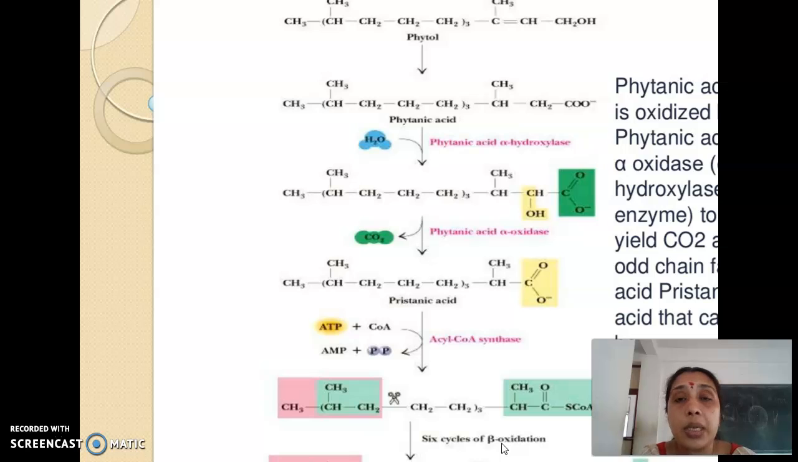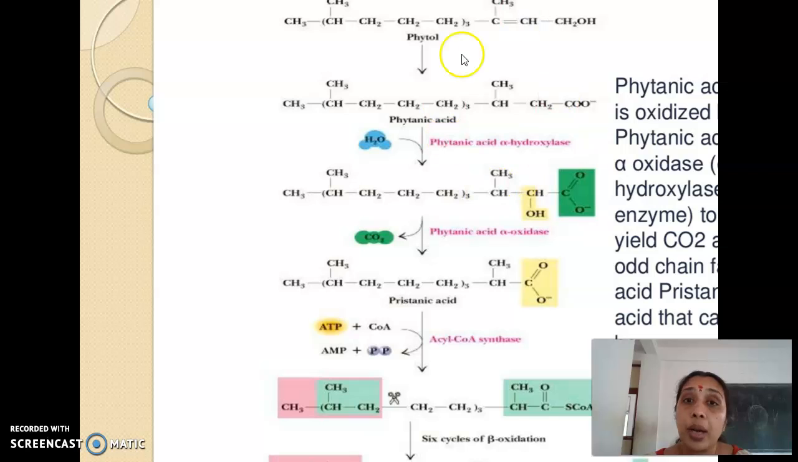Then the remaining is released in the form of what? Propionyl CoA. Right? So that is how the fatty acids which are having side chains on the beta position are processed by the body. Right? So there are some additional steps that I have included in my notes. But I think you follow this pathway only.